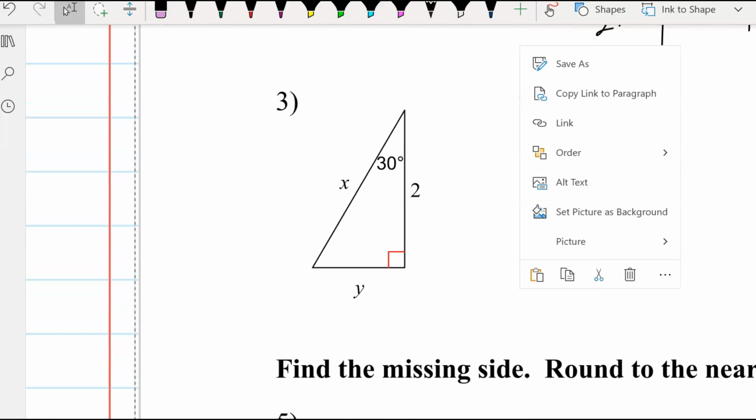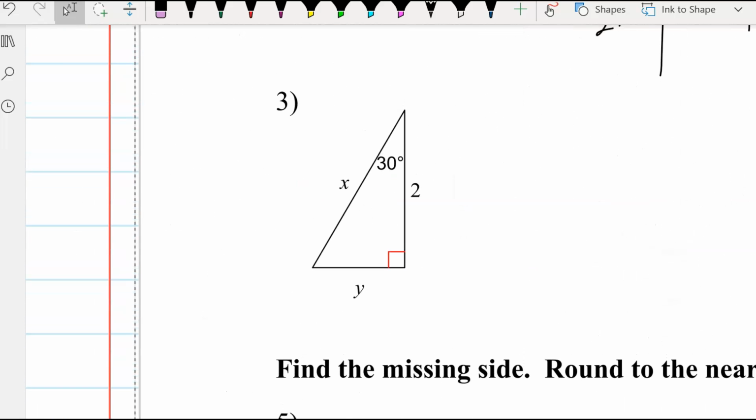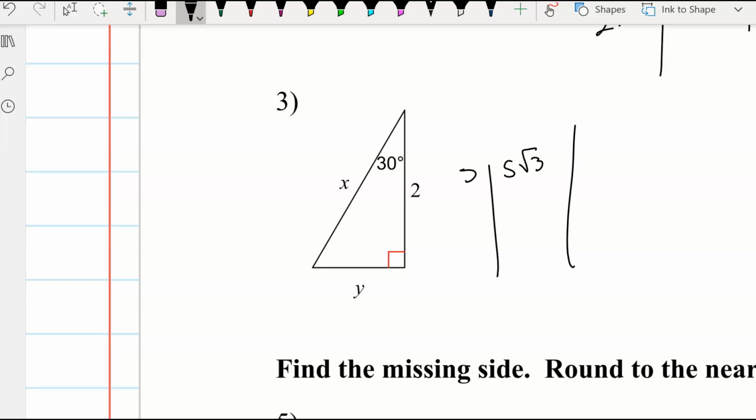Number 3, you might get something like this, the 30-60 special right triangle. They give you the long side. Level 3 is they give you the long side. Remember, the key here is we know this is a 30, 60, 90. There's the formula for it. The key here is to find S, the short side. If I can find the short side, I can find all of the other sides. But right now I have the long side.